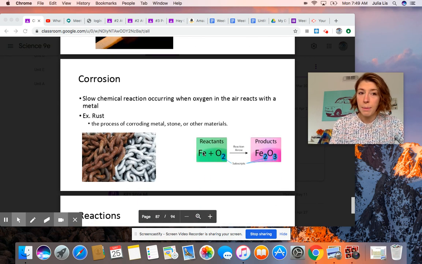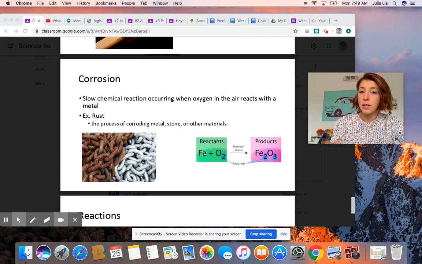Corrosion is another common chemical reaction that we see in our day-to-day. It's a slow process, but again, it needs to occur when oxygen is present. It's really common in a lot of the different metals that we use, like iron, because they'll end up rusting. When they're in the presence of oxygen for a long period of time, we'll end up having what we call corrosion take place. And corrosion actually breaks down those metals.